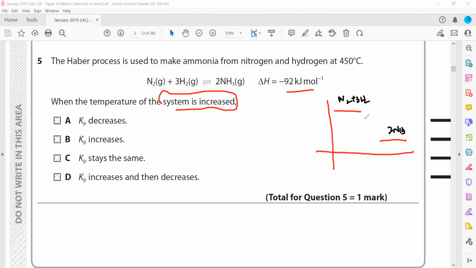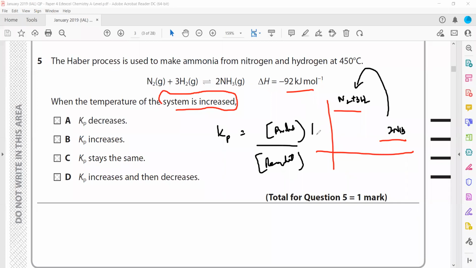So where will the equilibrium or the balance shift if I increase the temperature? It is a reversible reaction, so it will shift backward. As a result, the percentage of product will decrease, because Kp, Kc is product divided by reactant. So if the amount of product is decreasing and the amount of reactant is increasing, what happens to the value of Kp? The value of Kp will decrease. So A will be the right answer.